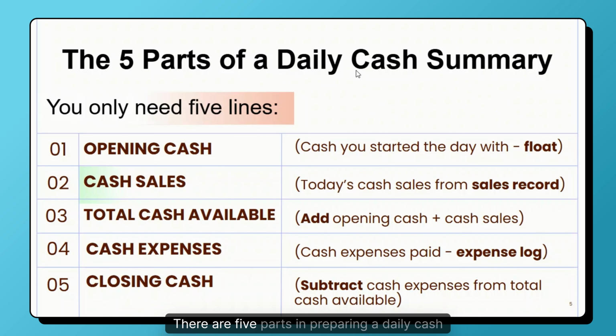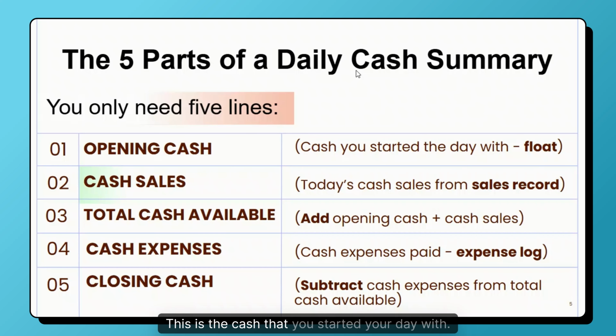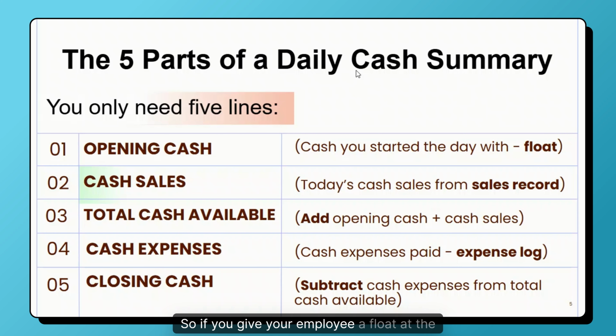There are 5 parts in preparing a daily cash summary. It does not involve any accounting techniques, just simple addition and subtraction. On line number 1, you will have opening cash. This is the cash that you started your day with. So if you give your employee a float at the beginning of the day, this is where you would record it. Your second line is your cash sales.